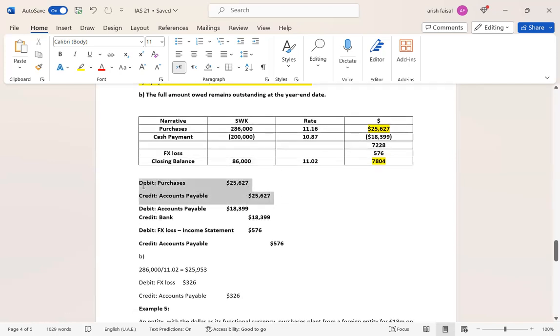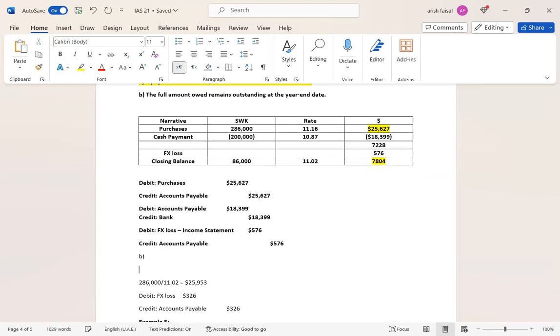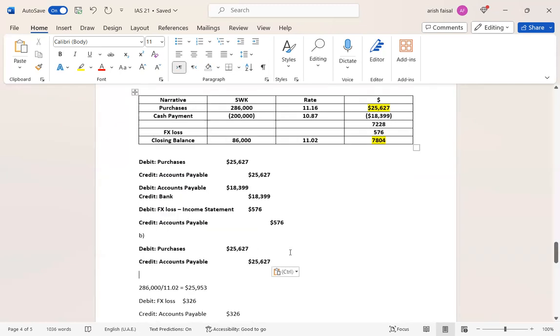The initial transaction will remain the same, but because no payment has been done and the balance remains exactly the same, you have to retranslate it back at the closing rate, and then you have to see if there is any difference. That will have to be recorded in the income statement.